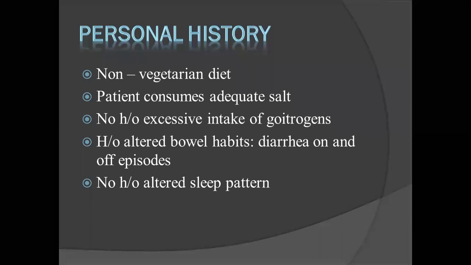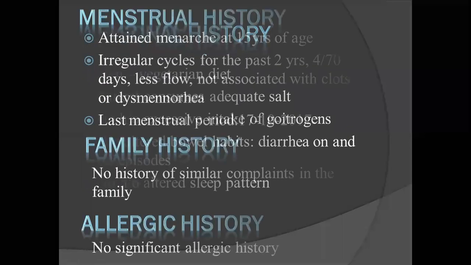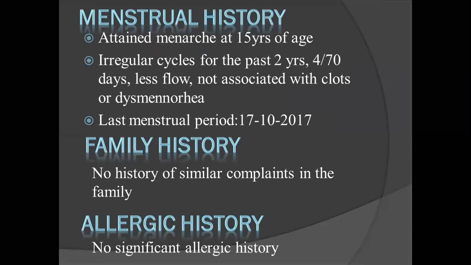History of altered bowel habits, diarrhea, on and off episodes. No history of altered sleep pattern. Menstrual history: attained menarche at 15 years of age, irregular cycles for the past 2 years, 4 per 70 days, less flow, not associated with clots or dysmenorrhea. Last menstrual period is 17/10/2017.